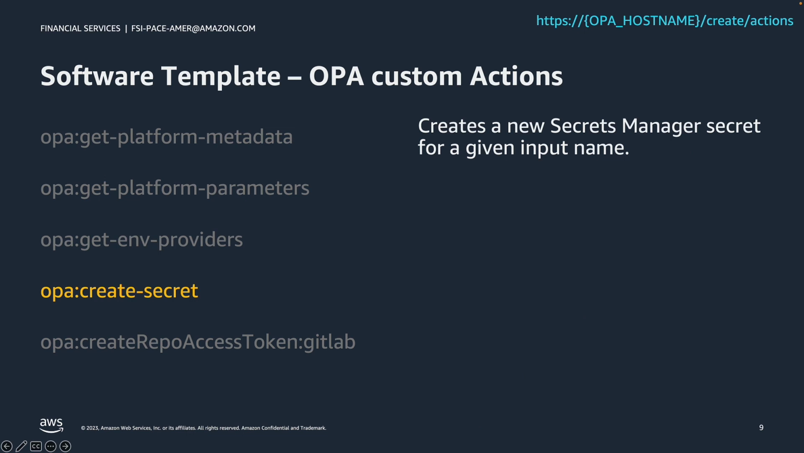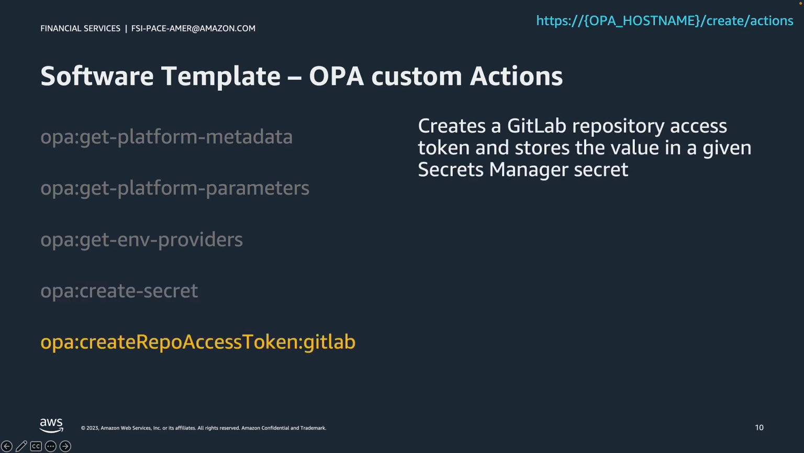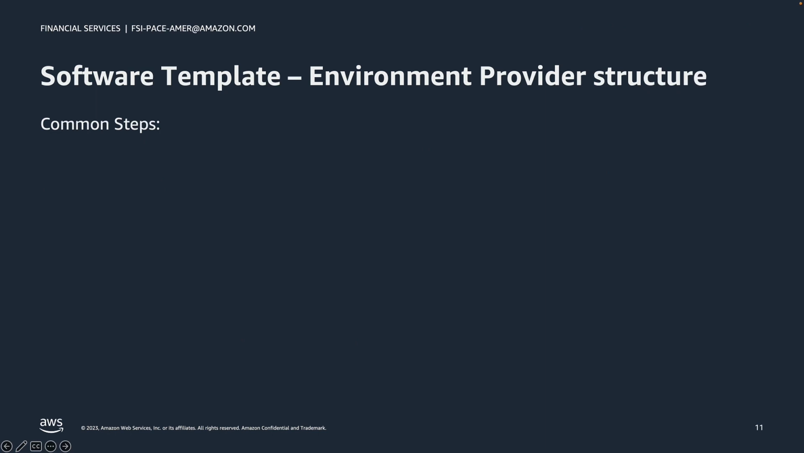The Create Secret action simply allows you to create a new Secrets Manager secret in the platform account. It does not create a value for the secret. It simply creates the AWS resource and returns the ARN for the newly created secret. The next action is often the recipient of the output from the Create Secret action. The Create Repo Access Token GitLab action will connect to a GitLab instance, create a personal access token for a specified repository, and then store that token in a Secrets Manager secret ARN that you pass as input. With this repo access token, authorized developers will be able to clone the repository to begin their coding.